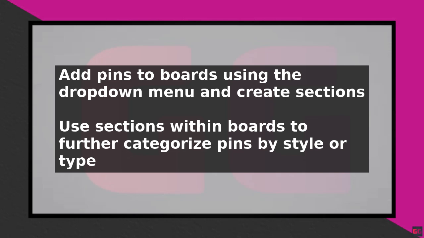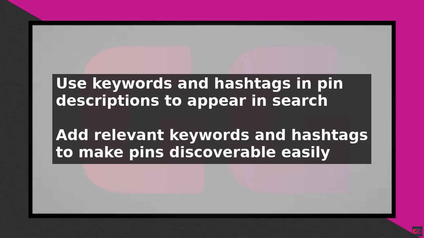To add pins to a board, simply click on the pin and select the board you want to add it to from the drop-down menu. You can also create sections within a board to further categorize your pins. For example, within a wedding dress board, you can create sections for different styles of dresses such as mermaid, ball gown, and lace.